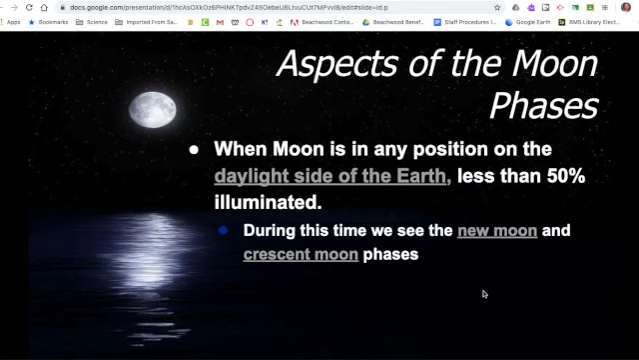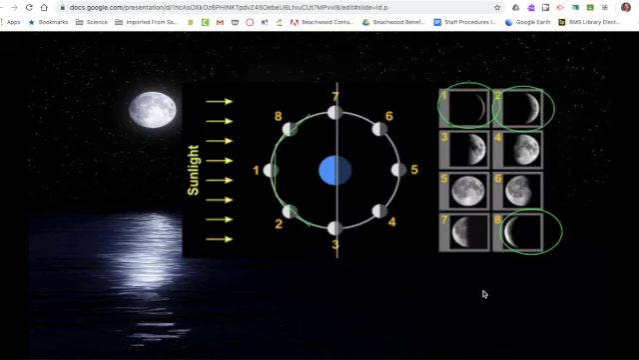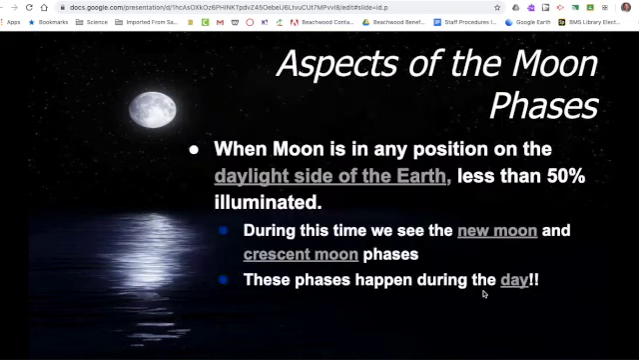There we go. Like I said, new moon and crescent phases. Let me go ahead and pause that. I'll give you a chance there. Pause that, type that in before I show you how that happens.